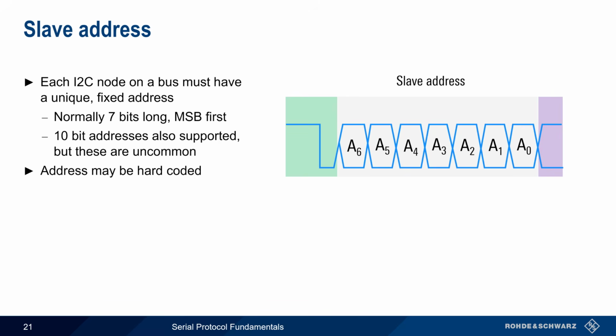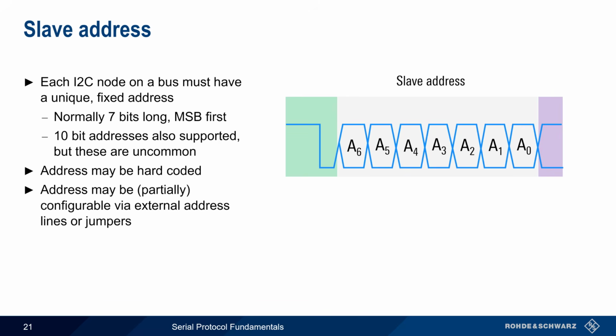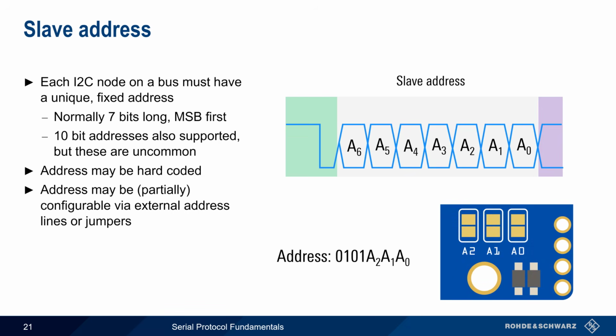Addresses may be hard-coded for each device, but in many cases the address is partially configurable using external address lines or jumpers. For example, addresses for this board can be partially configured using 3 jumpers. In order to configure this address, both A2 and A0 would be jumpered, and A1 would be left open.